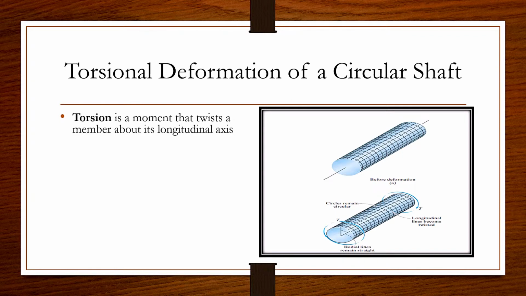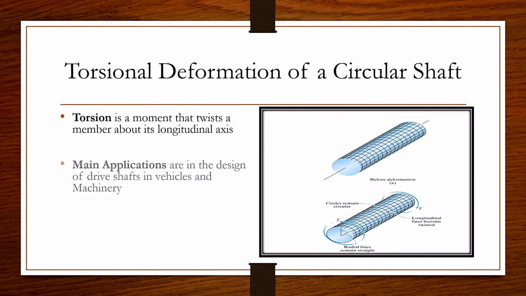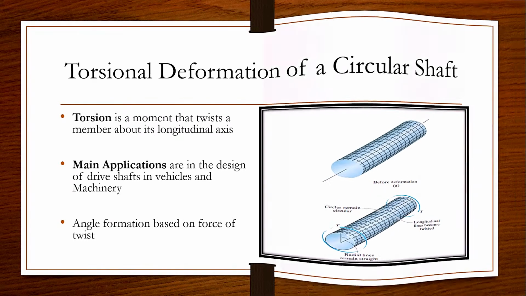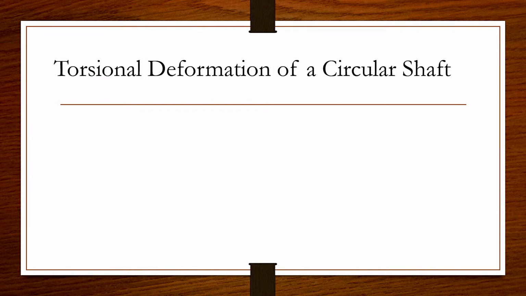The main applications that take torsional analysis into account are used in the design of drive shafts in vehicles and machinery. As the torque is applied in a twisting fashion on a shaft, an angle is formed based on circumferential movement along the direction of rotation. Taking a cylindrical cross-section of the rod, when a torque is applied, the front face of the rod faces a different amount of torque as compared to the back face.